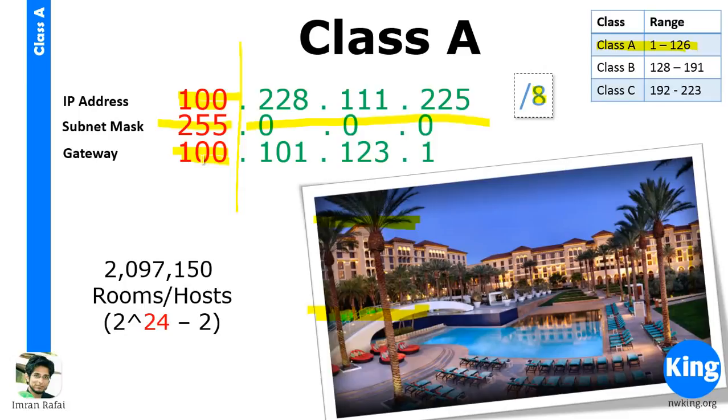Like our example of the hotel, when I had to go out of my hotel to visit my friend who's in a different hotel, I had to exit through my main gate, and my main gate is part of my hotel, and that is why the gateway also needs to be part of the same network. I think that makes sense.